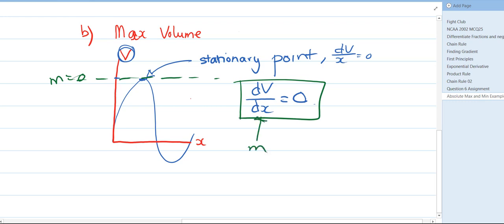I'm just saying at that point the gradient is 0. Remember I said everything you're doing is about the gradient of your tangent line. So the gradient is 0. Now all you have to do is find out dv/dx when it's equal to 0.